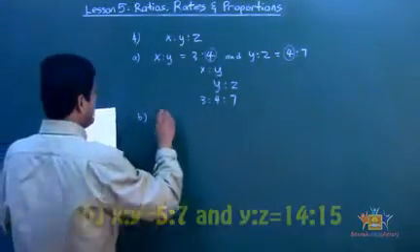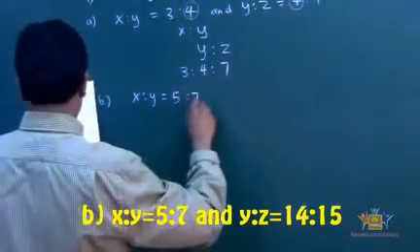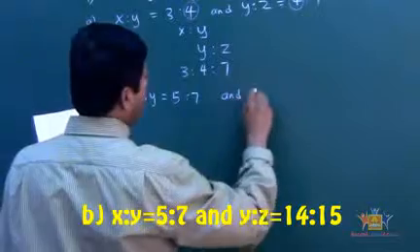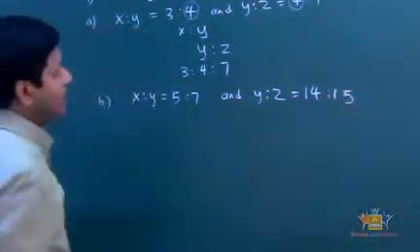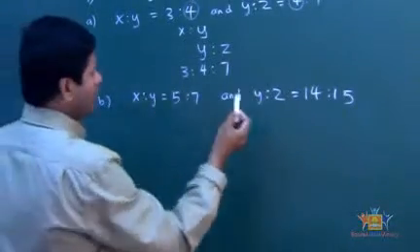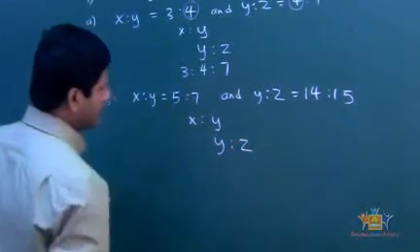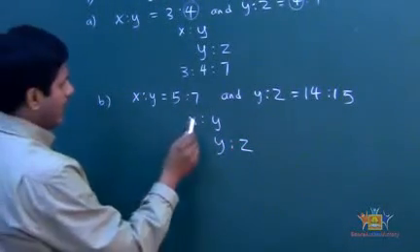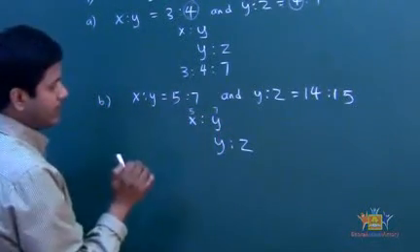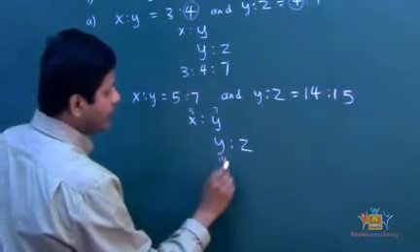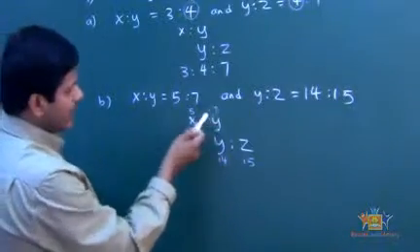B, this time you're given x to y is 5 to 7, and y to z is 14 to 15. All right, so we've got y and y, so we can line it up: x, y, y, z. Now wait a minute, look at that: x is 5, y is 7, but in this case y is 14 and z is 15. They're not the same, so I have to make them the same.